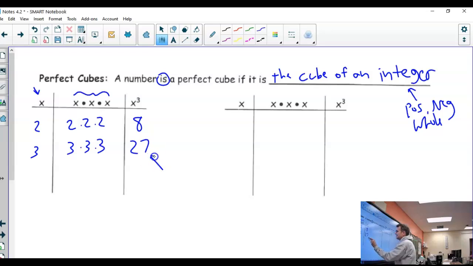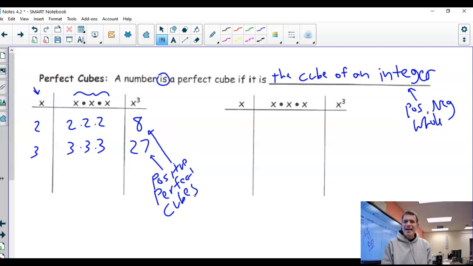These guys are positive perfect cubes because they are an integer cubed.